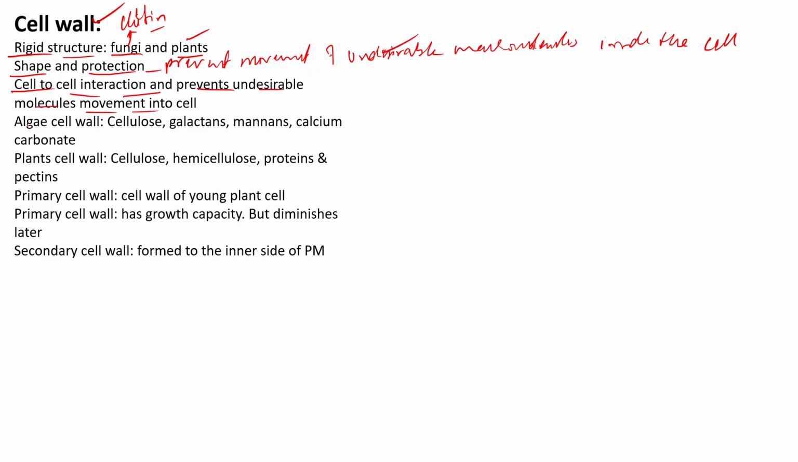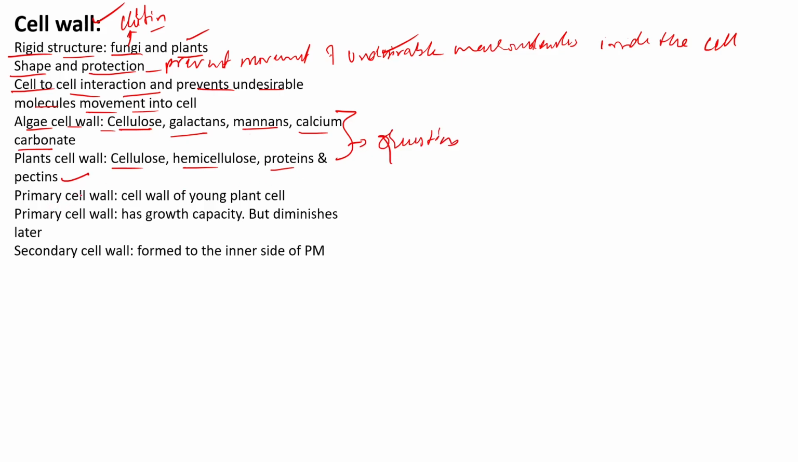Yeah. Now if you look into the chemical composition, for example, the algal cell wall is mainly made up of cellulose, galactans, mannans, and also minerals such as calcium carbonate. But the plant cell wall is mainly made up of cellulose, hemicellulose, proteins, and pectins. Okay, so again, vital for your questions. Remember this.